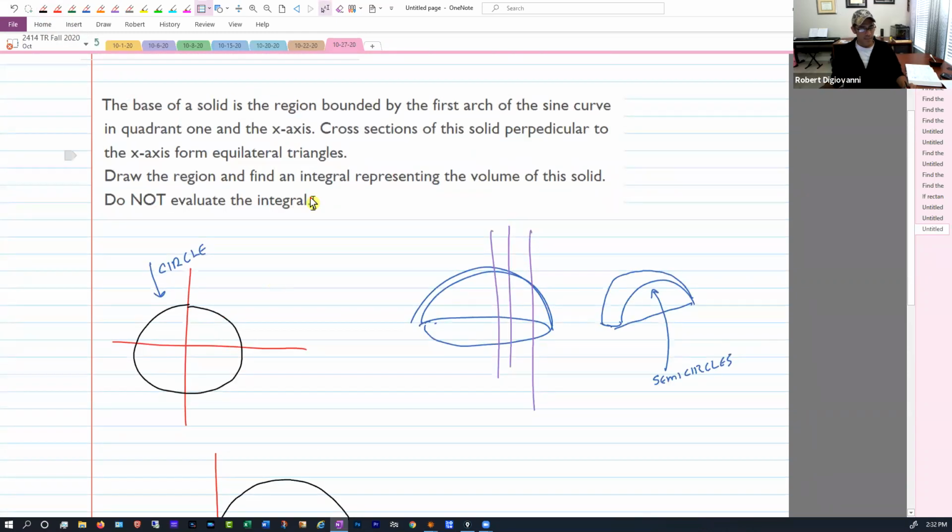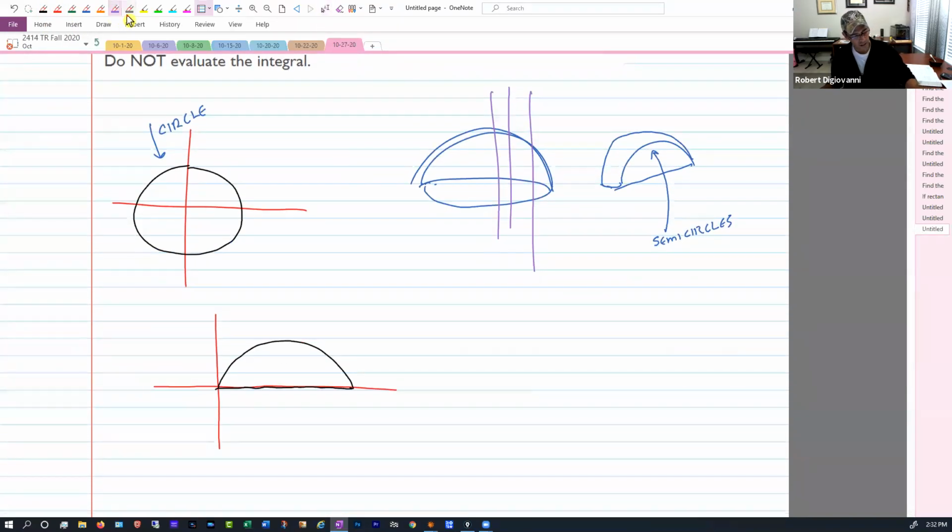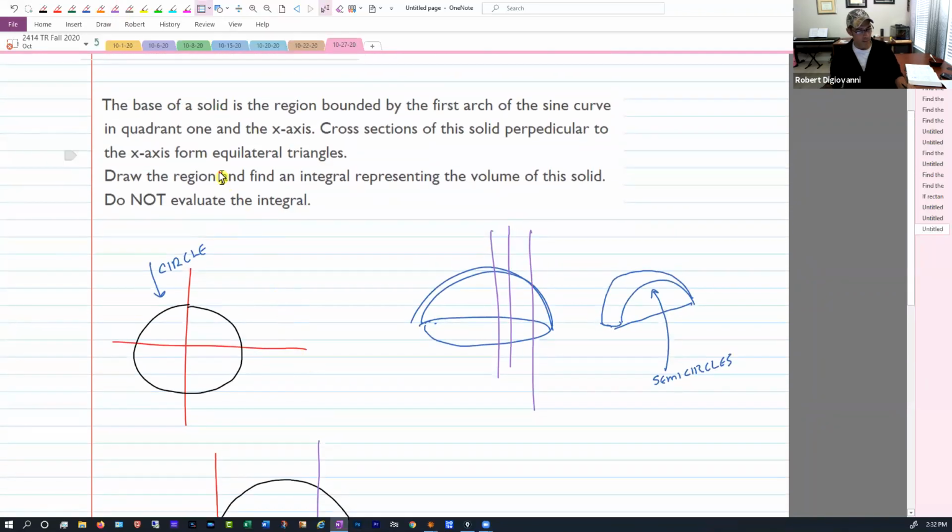And then when you take cross sections of this solid perpendicular to the x-axis, so if I make a cut through this solid like that, and I peel it and I look at it from the side, what do I see? Equilateral triangles. The question is for us to find an integral that represents the volume of that solid.